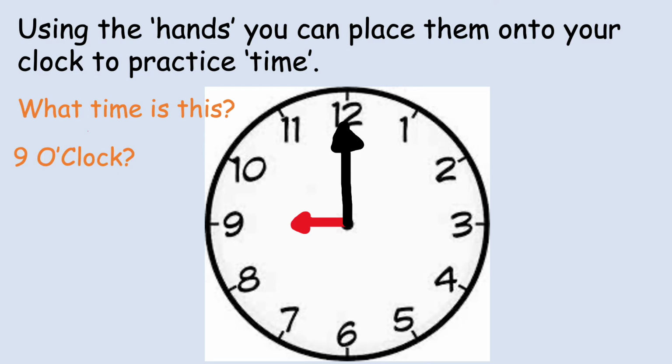That's right. The small hand, the red hand, the hour hand is pointing to number 9. So the hour is 9. The big hand, the minutes hand, is pointing to the very top, the 12, which means it's o'clock. So it is 9 o'clock because the little hand is pointing to the 9.